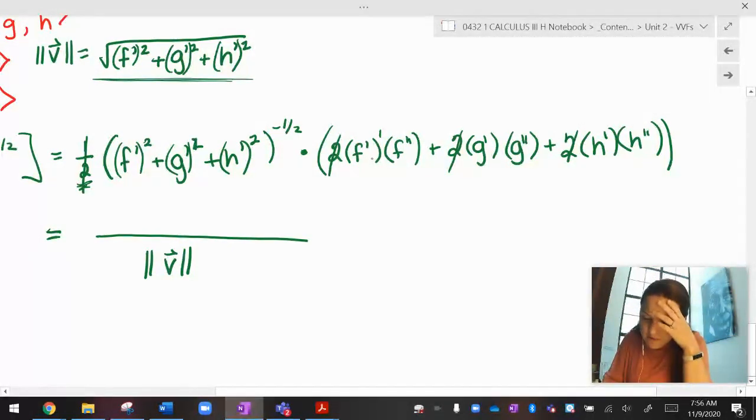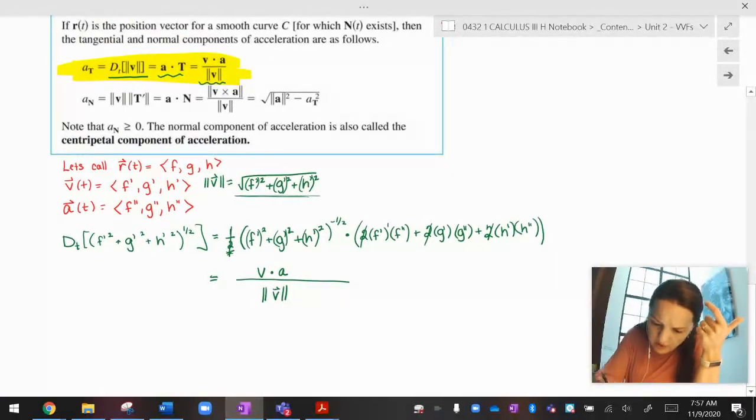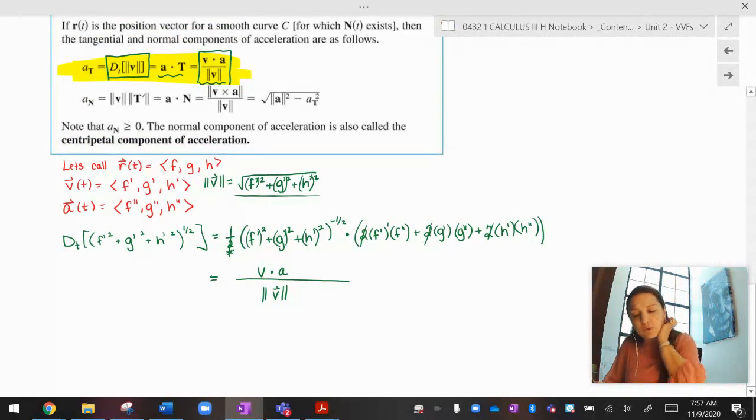And then if I look here, I have f prime, g prime, and h prime multiplied by f double prime, g double prime, and h double prime, well, that'd be v dotted with a on top. And if I zoom back out, I just proved that those two things are equivalent. Cool. I forgot about the second one though.